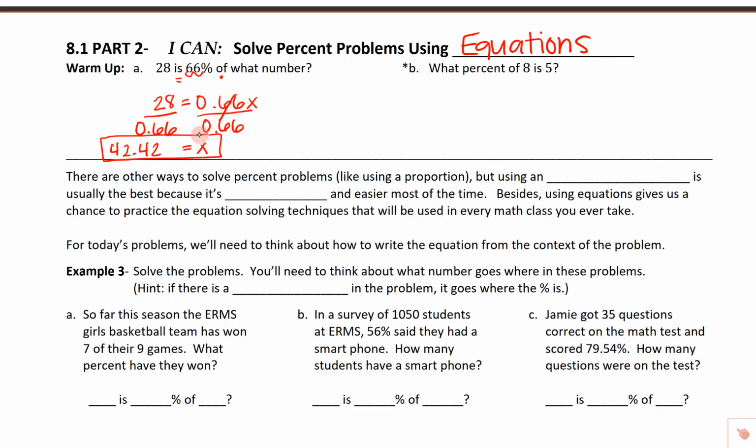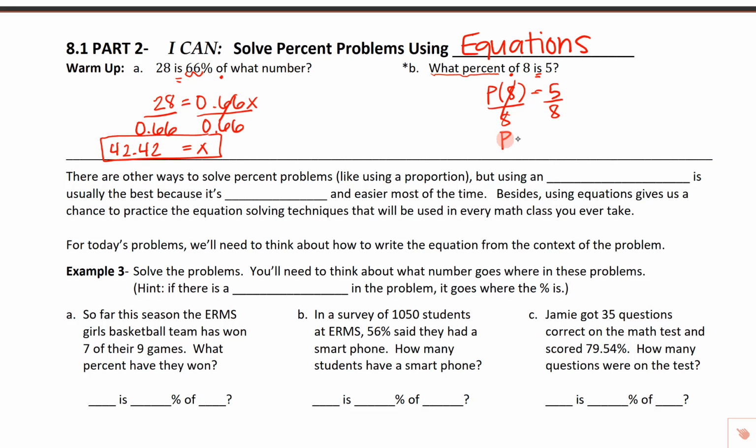Okay, next one. This has a star next to it, and if you watched the video yesterday, you may notice that it says what percent. This one's kind of special. So what percent of 8 is 5? So we don't know the percent. Percent times 8 is 5. To get p by itself, we're going to divide both sides by 8.